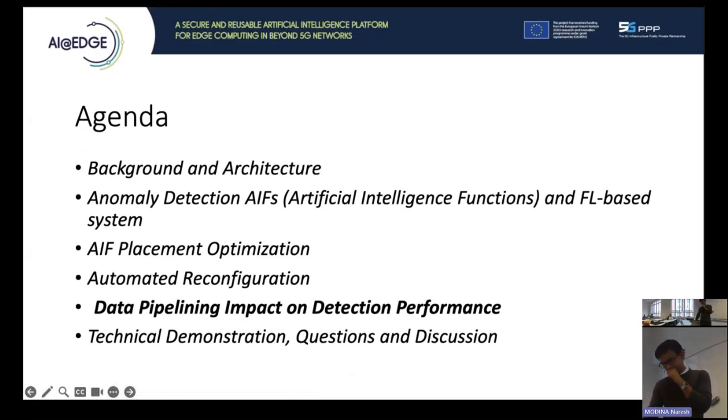Now, that concludes the presentation of the automated reconfiguration. I would like to hand over the floor to my colleague, Passion, who will present you the details of the data pipelining impact on the detection performance.